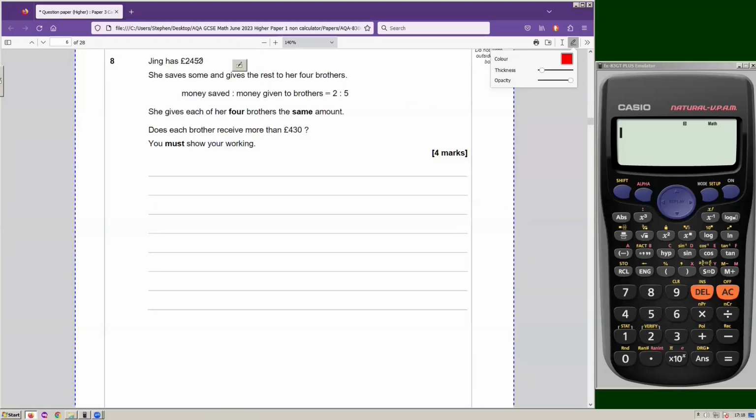Jing has 2,450. She saves some and gives the rest to her 4 brothers. Money saved to money given to brothers is 2 to 5. So that 2 is the money saved, 5 is the money given away. She gives each of her 4 brothers the same amount. Does each brother receive more than 430? You must show your working. Well, we've got 2 there and 5 there. We've got 7 parts. This is how I like to do it. Find one part. We use the calculator, make it nice and easy.